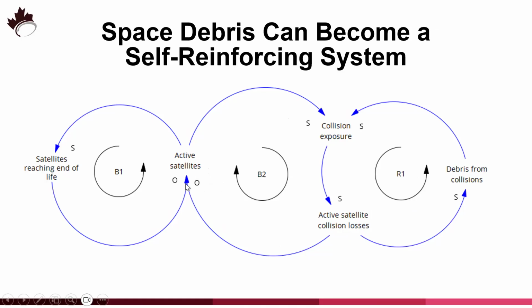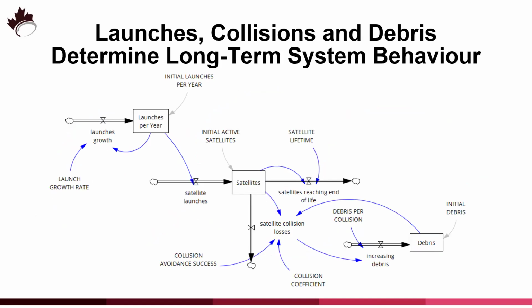And the question is, which is the most important? Is it the balancing loops or is it the reinforcing loop? And we can only answer that by building a system dynamics quantitative model. So here's the quantitative model.